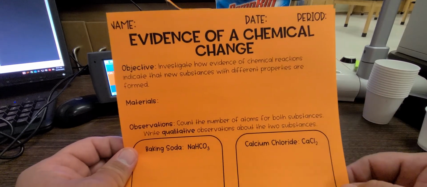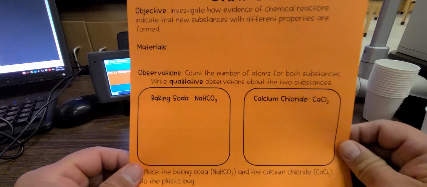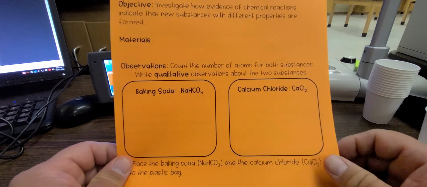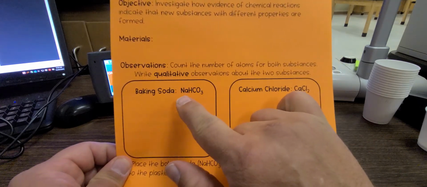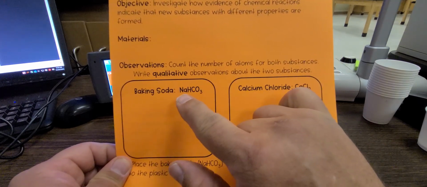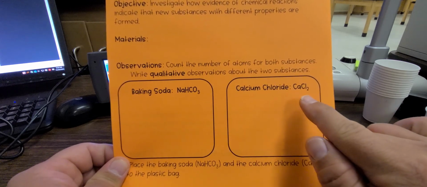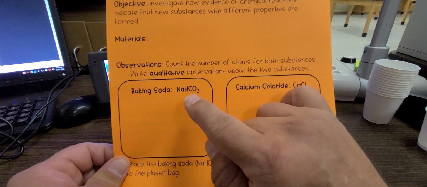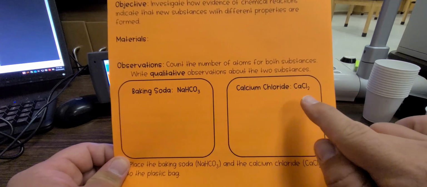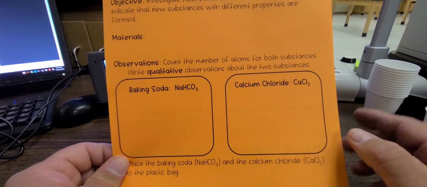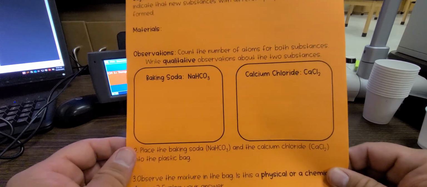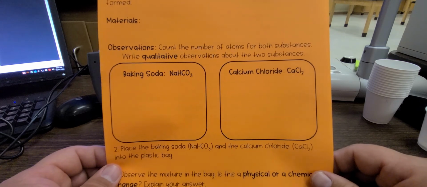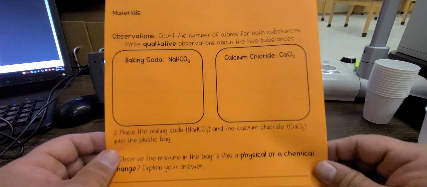I'll go over them here in just a second. So what you're going to be asked to accomplish is writing down observations. In the first one, you're going to be counting atoms for baking soda and counting atoms for calcium chloride, identifying what elements are in this chemical formula, and how many atoms of each element. Of course, that's a skill that you've already learned and we'll need to know again on the test on Friday.